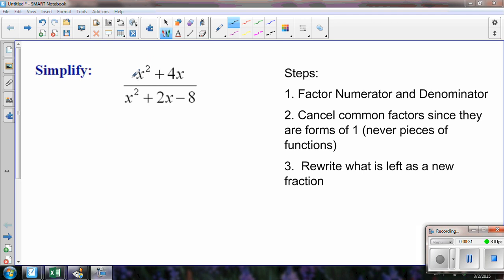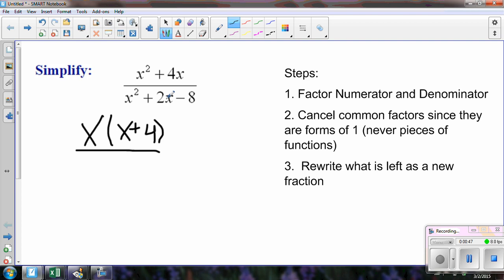So the first step was to factor numerator and denominator. So we look up here and we see that it has a GCF of x. And what's left is x plus 4. In the denominator, we see that we can rewrite this as the product of two binomials, x plus 4 and x minus 2. So that concludes step 1.